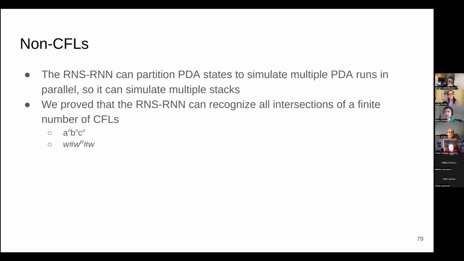So in the case of recognizing non-context-free languages like cross-serial dependencies, this ability allows you to essentially simulate multiple stacks in parallel. In fact, we use this fact to prove that an RNS-RNN can recognize all intersections of a finite number of CFLs. This covers languages like a^n b^n c^n, or w marker w reverse marker w.